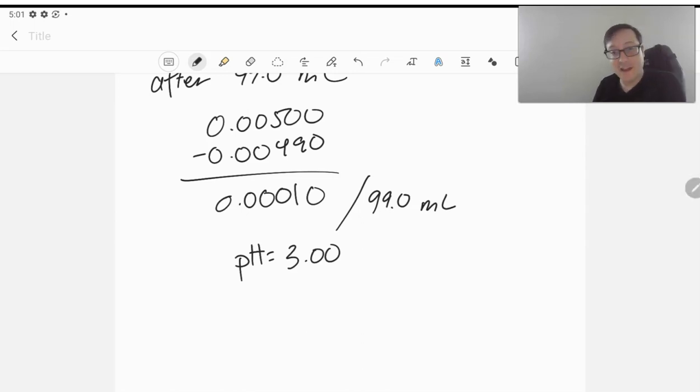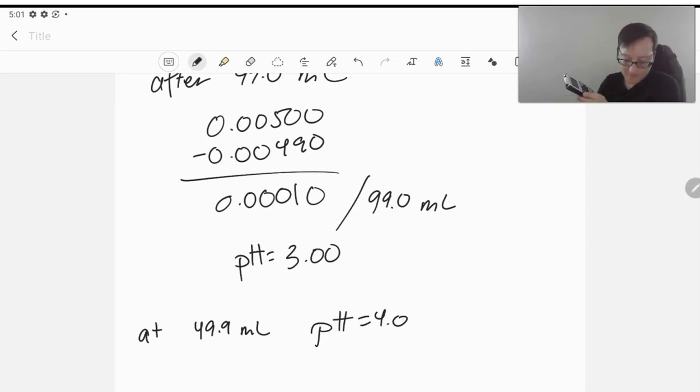If we look at 49.9, at that point, we'll start seeing some drastic things change. Here, we could just do it. At 49.9 mL, we'll have 0.00001 divided by 0.0999. We get 1 times 10 to the negative 4. If we take the negative log of our answer, we get a pH of 4. So again, it's very, very close that we start seeing these very drastic changes.